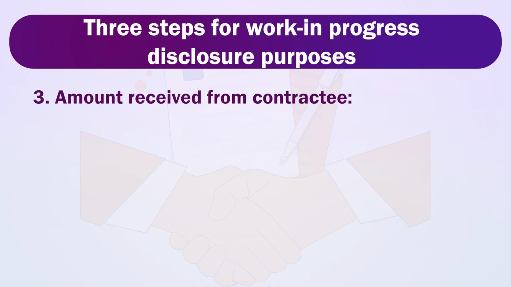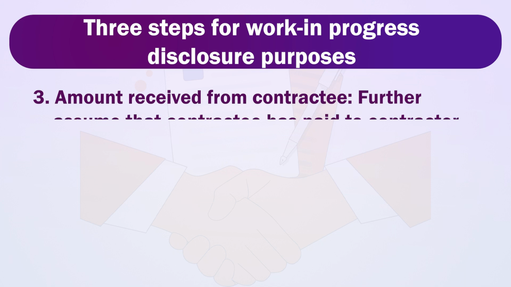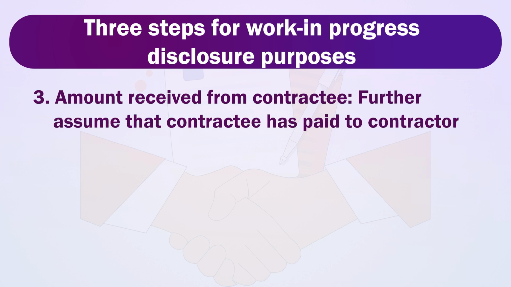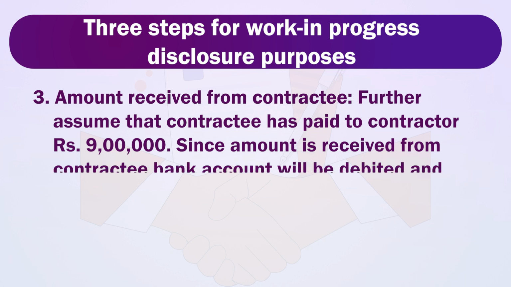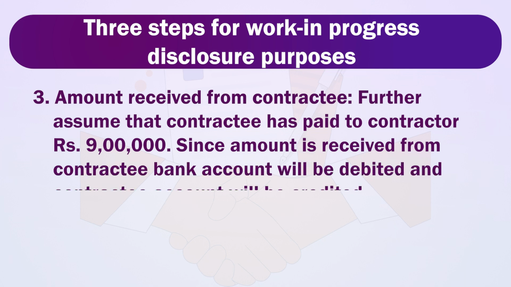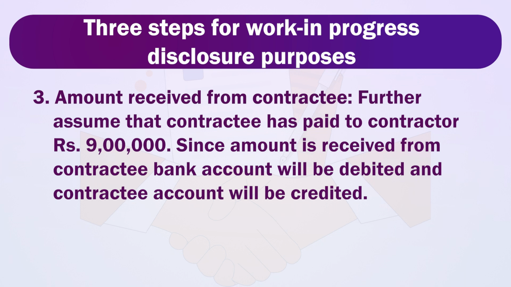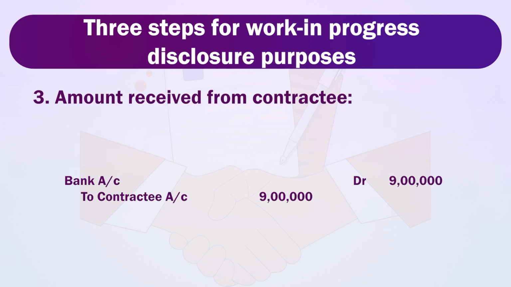Third case, the amount received from contractee. Further assume that contractee has paid to the contractor rupees 9 lakh. Since amount is received from the contractee, bank account will be debited and the contractee account will be credited. So, bank account debit rupees 9 lakh to contractee account rupees 9 lakh.